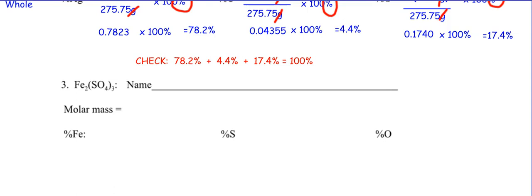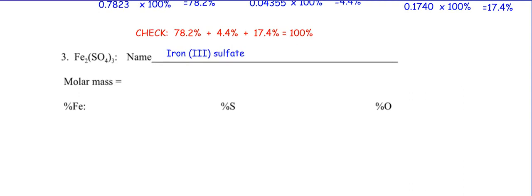All right, did you get this? Iron, Roman numeral 3 sulfate. See that 3 down below here? That's that 3 Roman numeral because we crisscrossed, and that's where that 3 came from, the charge of iron. Oh, that doesn't go away, does it? Sorry. So go ahead now and you do the molar mass. I'll wait.